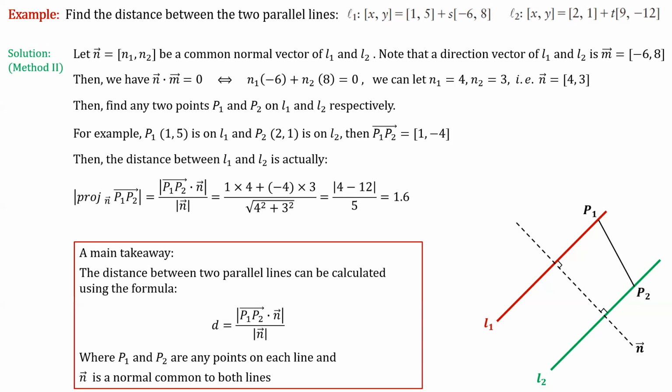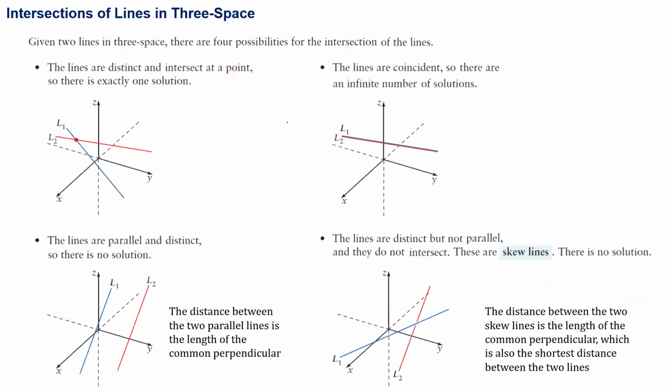All right, if you don't have any questions, let's have a look at the intersections of lines in three-dimensional space. Given two lines in three space, there are four possibilities for the intersection of lines. Pay attention to the differences between the cases in two space and three space. First, in three space, the lines can be distinct and intersect at a point. So there is exactly one solution.